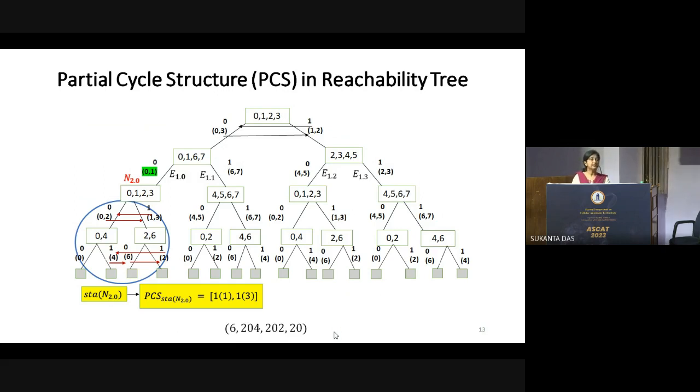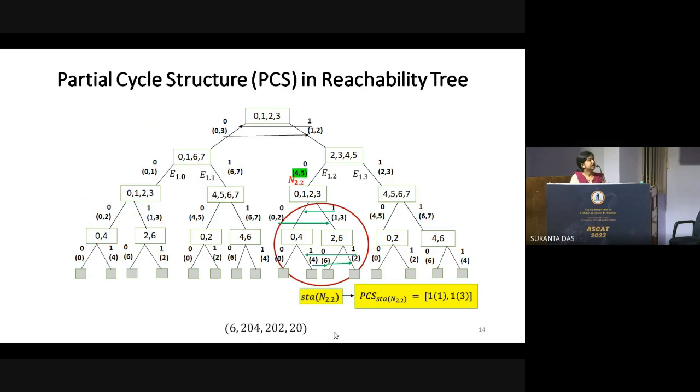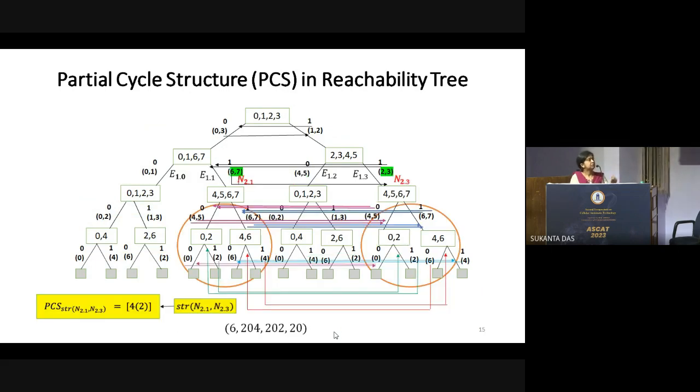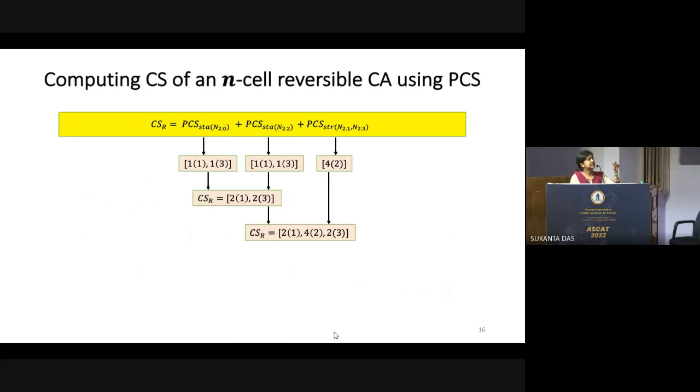So our target is to figure out the cycle structure of a CA with the help of partial cycle structure. In this example, you can find this is one subtree, and we can find the partial cycle structure of this. Similarly, we can find the partial cycle structure of this subtree, and these two subtrees are connected and considered as one disjoint component. Here also we can find the partial cycle structure, and ultimately the cycle structure of the given CA is computed like this.